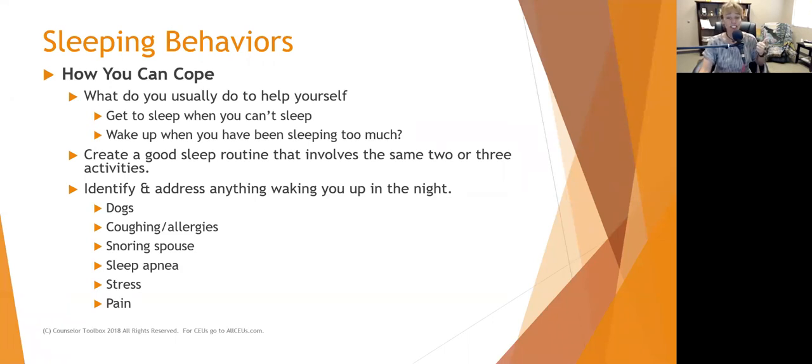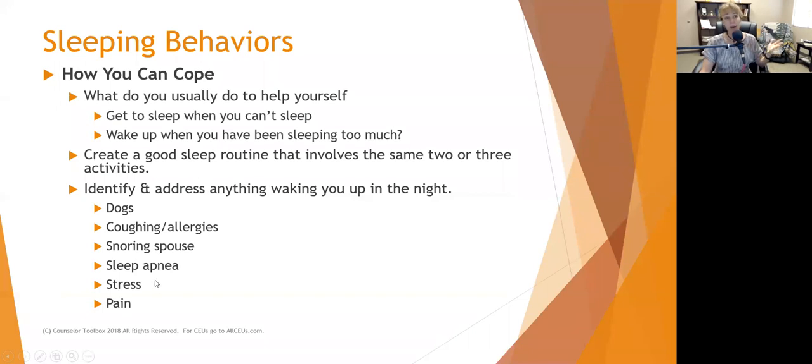Coughing and allergies, a snoring spouse, and there are ways to deal with this, from earplugs to having them get that treated. Sometimes you end up with a CPAP machine, and some people I know just choose to sleep in a different room if the sleep deprivation is significantly bothering them. Sleep apnea can keep people from getting good sleep because you're waking yourself up by stopping breathing.